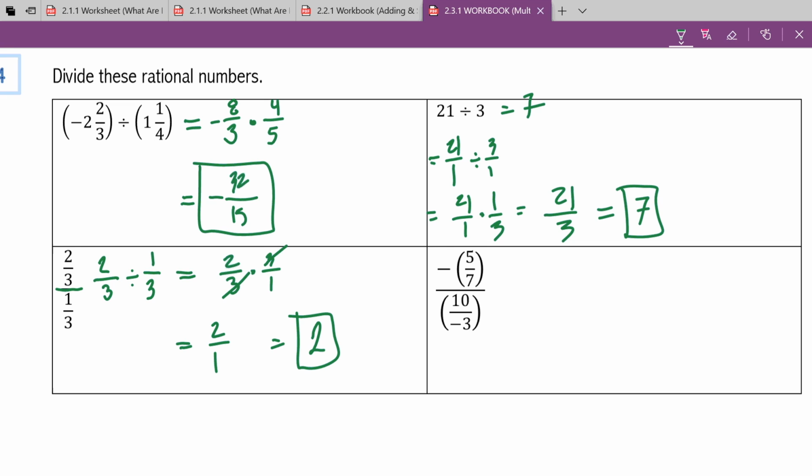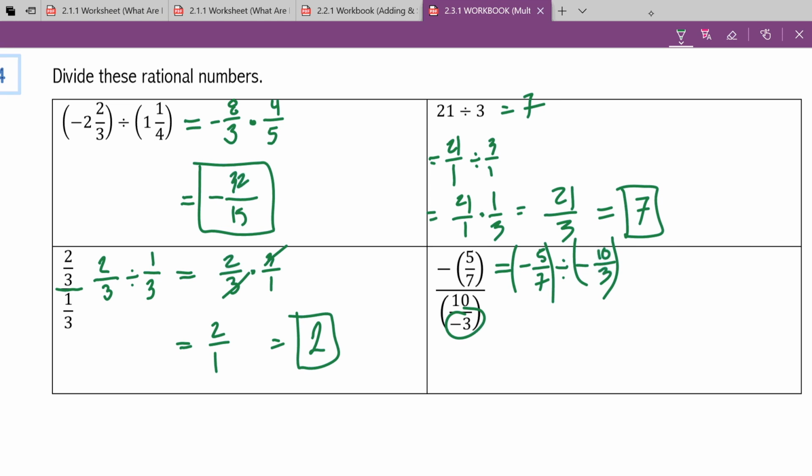Negative 5/7 divided by 10 over negative 3, okay? Once again, it's probably simpler to rewrite this. Negative 5/7 divided by, now the negative is in the bottom there, but the negative can go anywhere you please in a fraction. Now don't write this down, but I want you to know that 10 over negative 3 is the exact same thing as negative 10 over 3, which is the exact same thing as negative 10 over 3 with the sign out front. All of those forms of the fraction are numerically equivalent, and it doesn't matter where you put the negative sign. So why don't we put the negative sign where it makes it easy to deal with, in front.